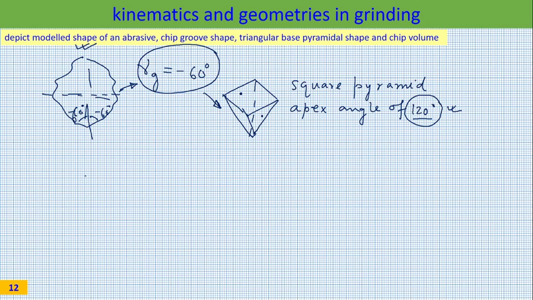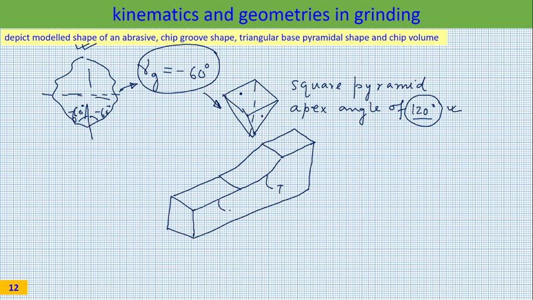Now how does the chip groove look like? So for that we need to draw both the machined surface and unmachined surface. So this is your transient surface, this is your ground surface, this is your unground surface. This we have shown you earlier, and let us assume a particular grit is starting, only one grit is starting to make chip formation. That chip groove would look like this.